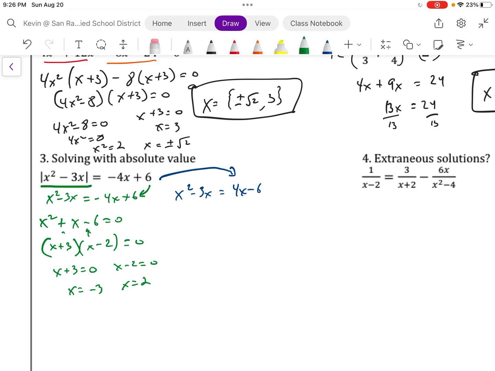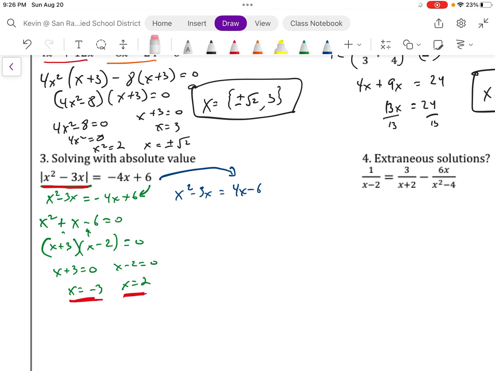Coming over here, while we're here, let's very quickly test these two. We need to test them to see if either of these are extraneous solutions. The simplest way to do that is to come up here to our equation. Now we're saying the absolute value of x squared minus 3x. Okay, so absolute value's always got to be positive. So if we take either of these two numbers, negative 3 or 2, and plug them into this equation, and it's negative, then we know it's not true.